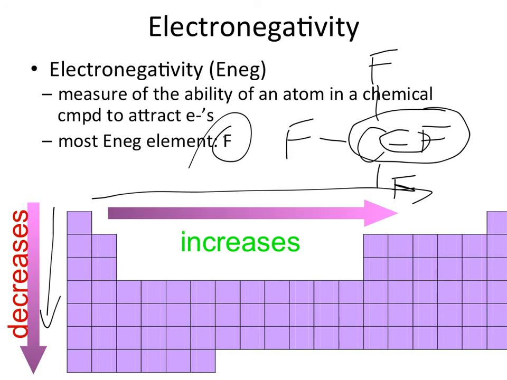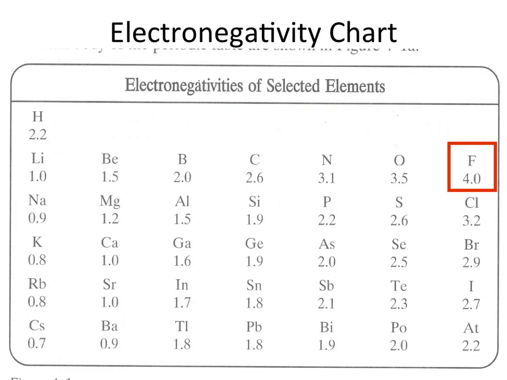The desire of that atom to hold on to electrons or pull electron density towards it is definitely diminished. Okay, here's a little chart with electronegativity values. Notice going from left to right, we are getting closer to fluorine. Our electronegativity values are increasing, and pretty much the same thing is true going from top to bottom. We're going to see a decrease in electronegativity values. They don't really want to have electron density pulled towards them.